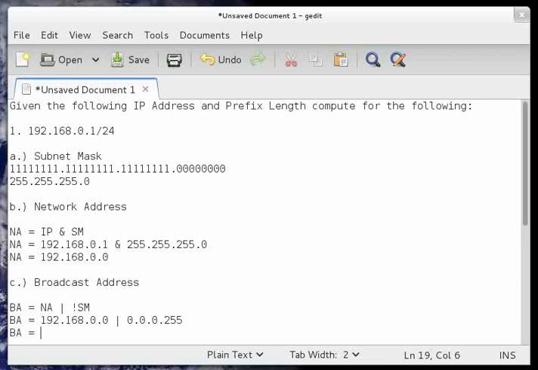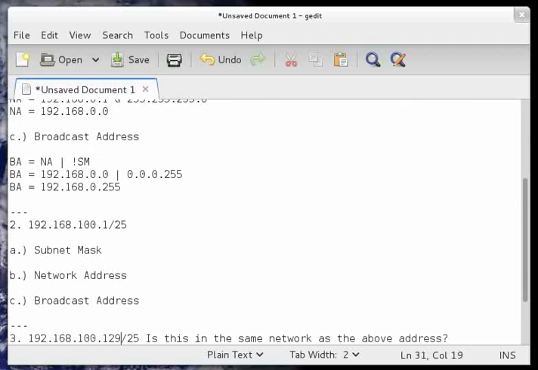Then we apply the logical OR on every number. 192 OR 0 is 192, 168 OR 0 is 168, 0 OR 0 is 0, and 255 OR 0 is 255. Now we have the broadcast address of this IP address. Let us take another example.